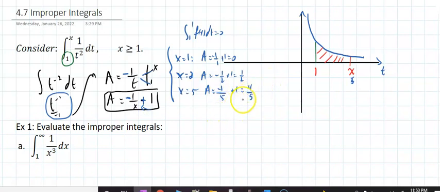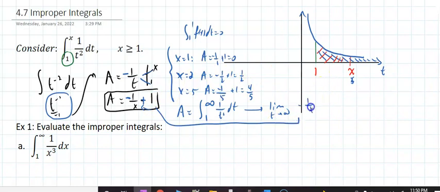And if I want to find the area from 1 to infinity of 1 over t squared dt, so if I let this x approach infinity, meaning I'm finding all of this area all the way, then that's going to be the limit as x approaches infinity of my integrand, which is negative 1 over x plus 1. As x approaches infinity, this will approach 0, and the area under that infinite curve will be a 1.